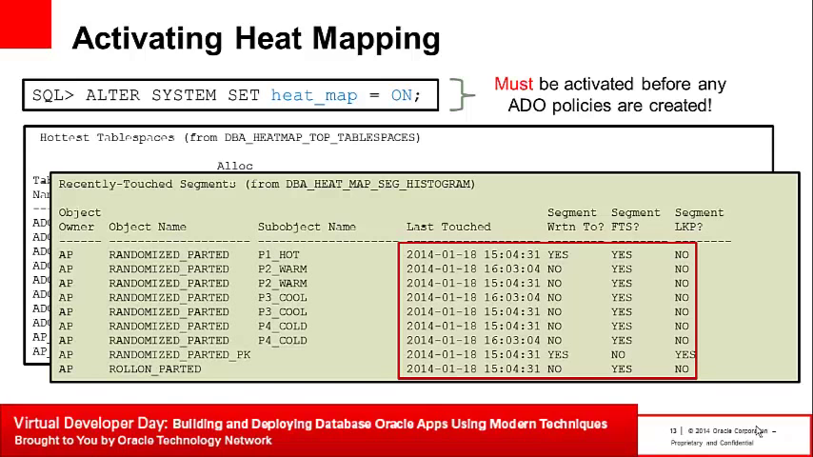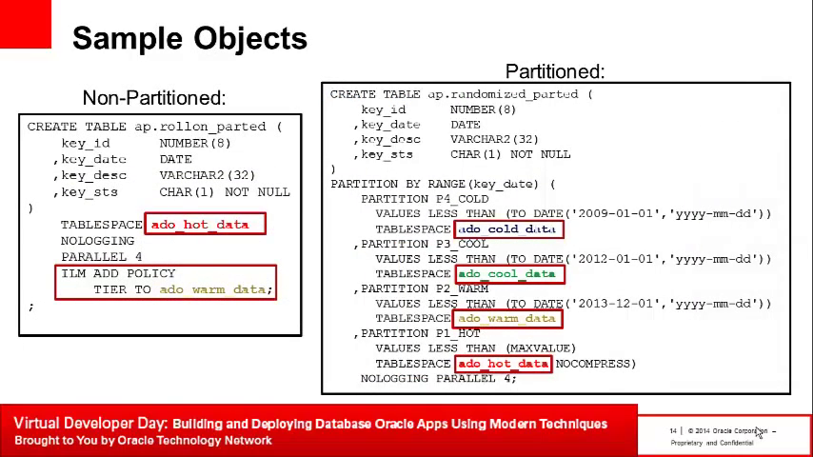So my storage tiering is ready to go. I've activated heat map. What's next? Here's where things get interesting. I'm going to create my two tables, ap.rollon_parted and randomized_parted. Let's take a look at the non-partition object first. Notice this is going to be stored on ADO hot data, that particular tablespace.